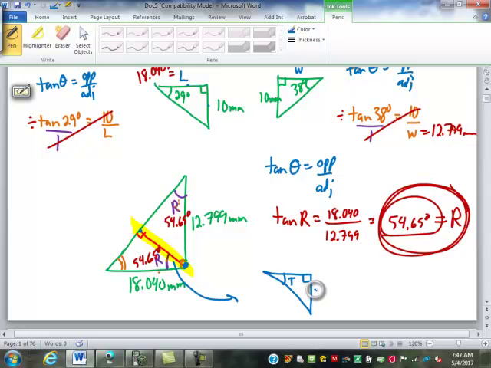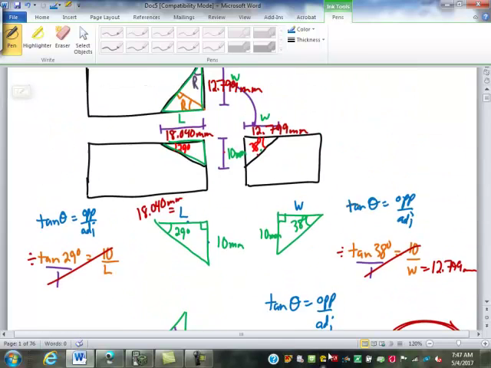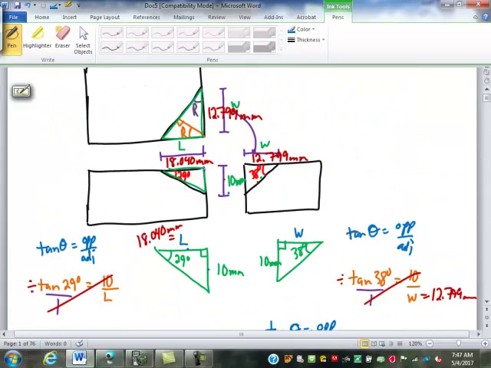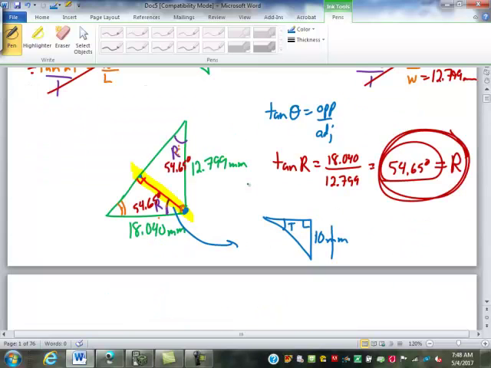This depth here is the 10 millimeter depth that I chose up here. That's that depth. It's that edge. The top of this length is this length here, across here. So I have to find that length across there.